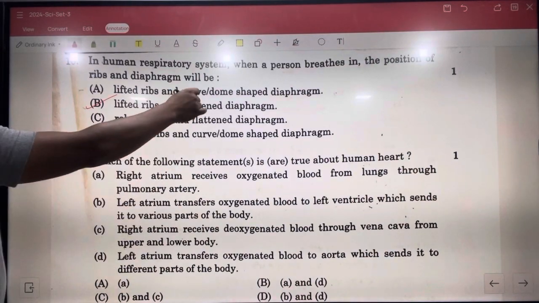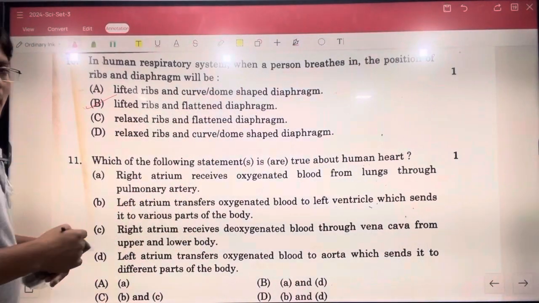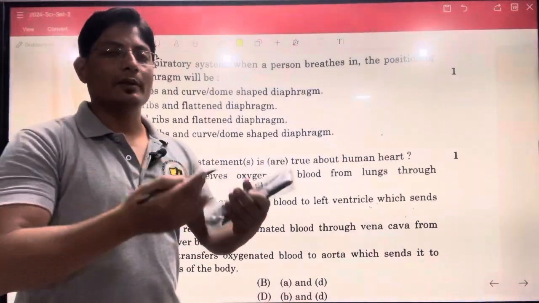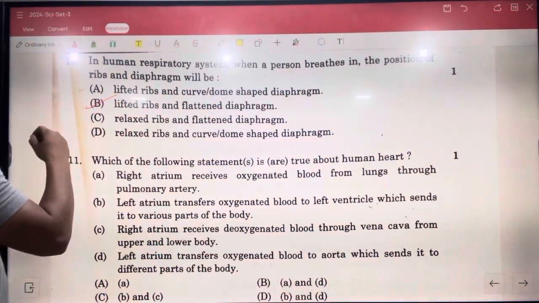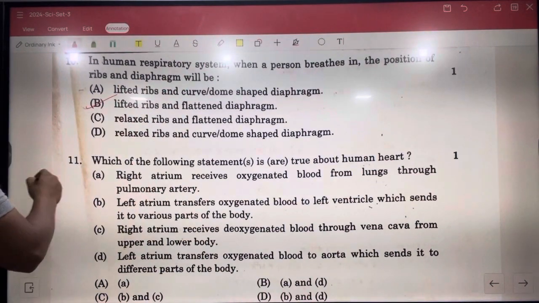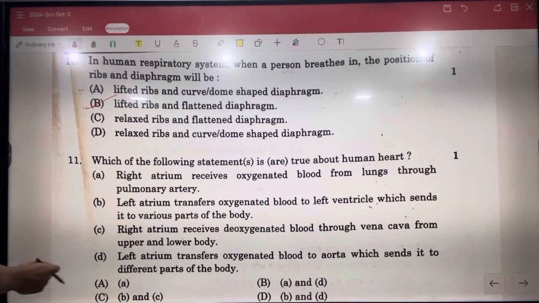Okay, so curved dome and relaxed ribs will happen when we are exhaling, when we are leaving air outside. At that time relaxed ribs and curved dome will happen. So that is option D if it was to exhale. Okay, so therefore for this question it is option B.